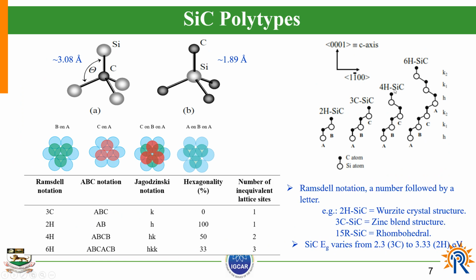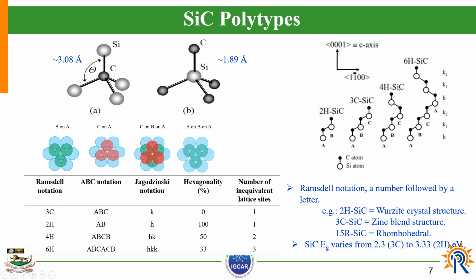What I mentioned, this 4H: the 4 means the number of stackings, like it has 4 bilayers, and H is hexagonal. So what is the difference between hexagonal, cubic, or rhombohedral? The electrical properties vary: the cubic has a band gap value around 2.3, and if you go to the fully hexagonal structure, it goes to 3.3. This notation is called Ramsdell notation.